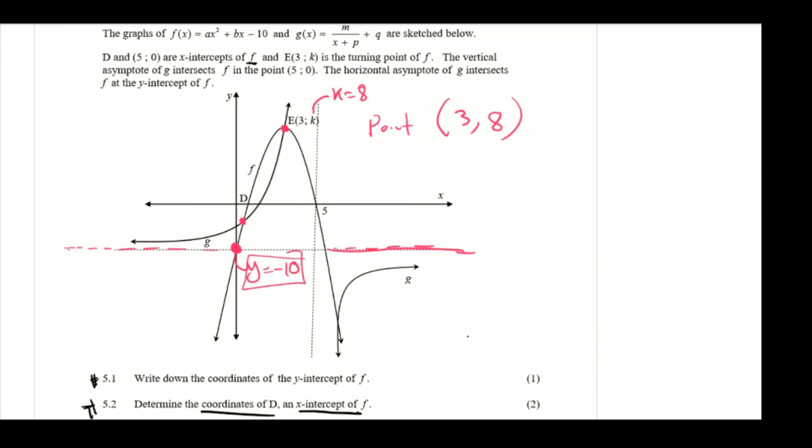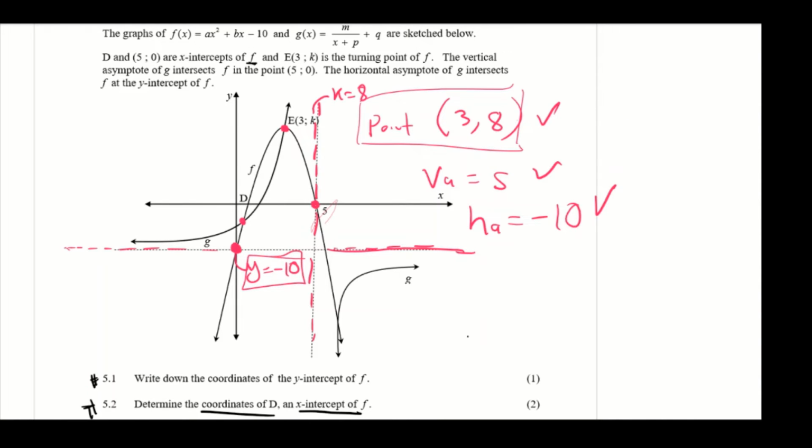So we have the horizontal asymptote, and we also have a point to find the equation of this hyperbola. Also, this dotted line here that is moving downwards is actually the y-intercept of the graph of f, but it is also the vertical asymptote of the hyperbola. So we have the vertical asymptote, which is equal to 5, the horizontal asymptote, which is equal to -10, and you also have this point here. Having these three, we'll be able to find the equation of the hyperbola.